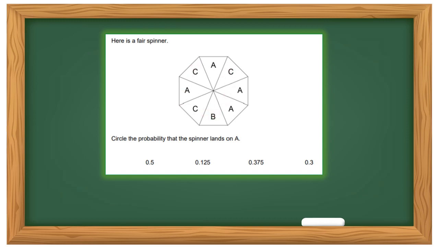Okay, so from that you can deduce that you have a 4 in 8 chance of landing on an A. And then you just divide 4 by 8. That gives you 0.5. So you can see the probability that the spinner lands on an A is 0.5.